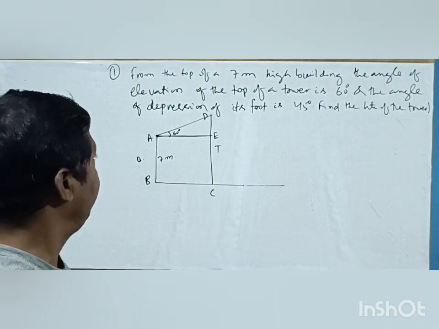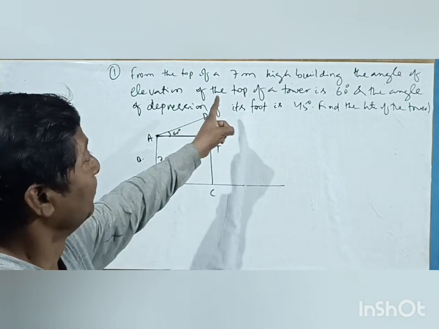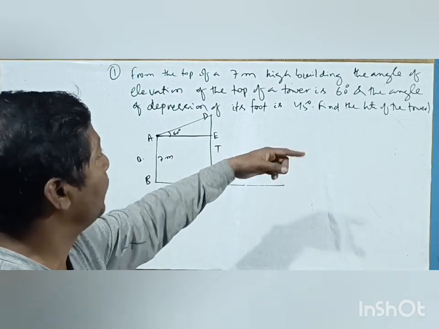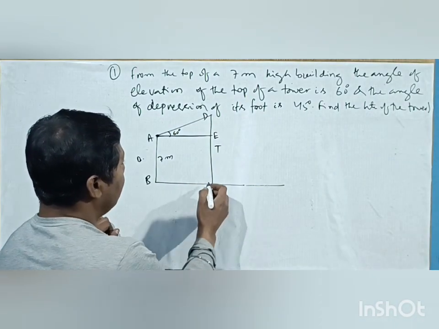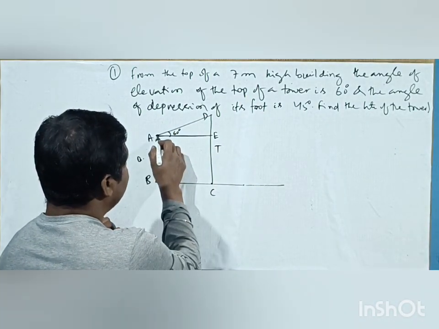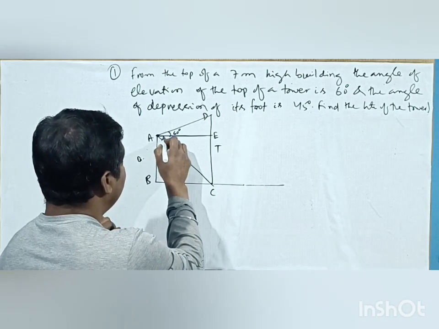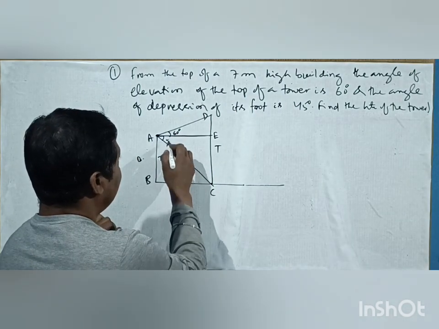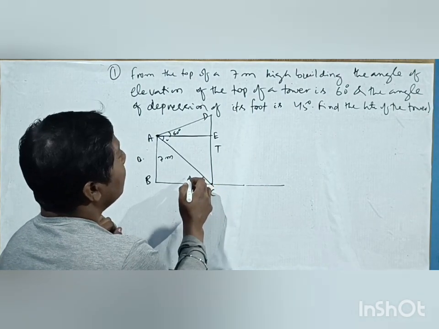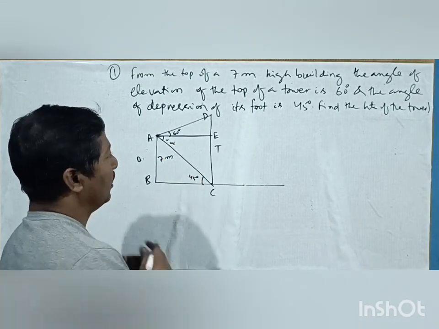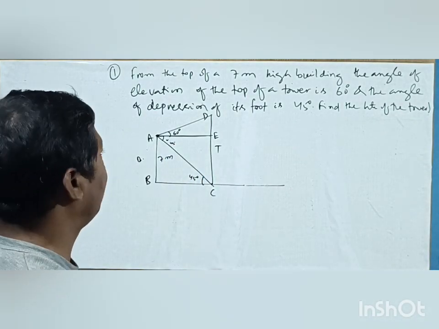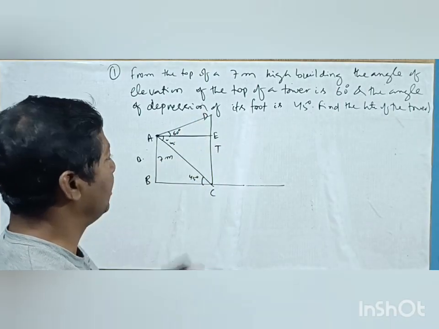Let me name it E. And the angle of depression of its foot. Of its foot means the foot of the tower. This is the tower, this is the foot. So angle of depression means this is the angle of depression. This angle is equal to this angle. So this is 45 degree. Find the height of the tower. You have to find out the CD.